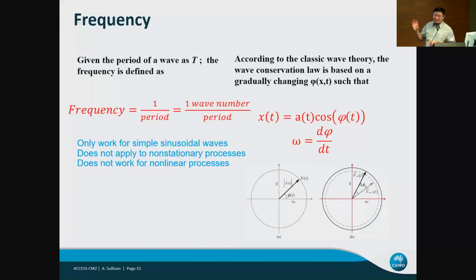The way we calculate the frequency here is based on the phase. The phase change is delta phi by delta t. So the phase change per second, or per whatever the time unit, that we define as the frequency. Like I'm showing on the bottom side, this is the phase plot.